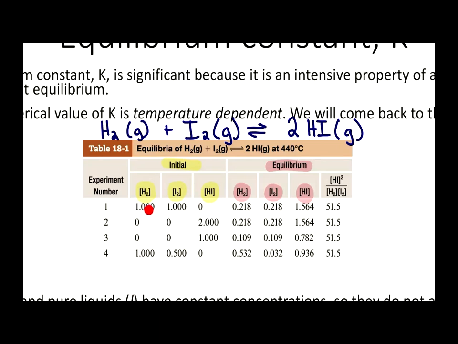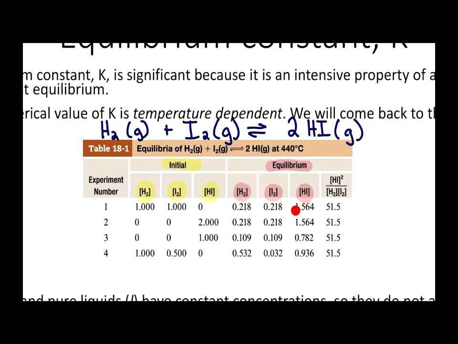So in this first experiment, initially I only put the reactants in the container, right? I only put H2 and I2. But then when I leave the vessel alone and I check back later, I see, oh, I actually have less H2 and I2 afterwards, and then I make some product, right?